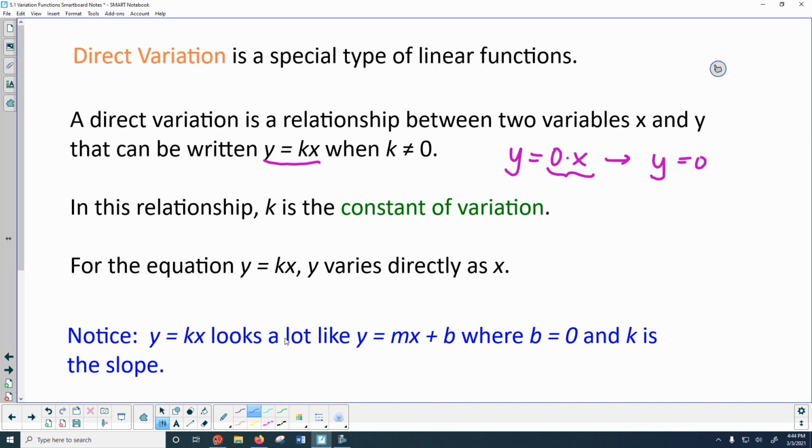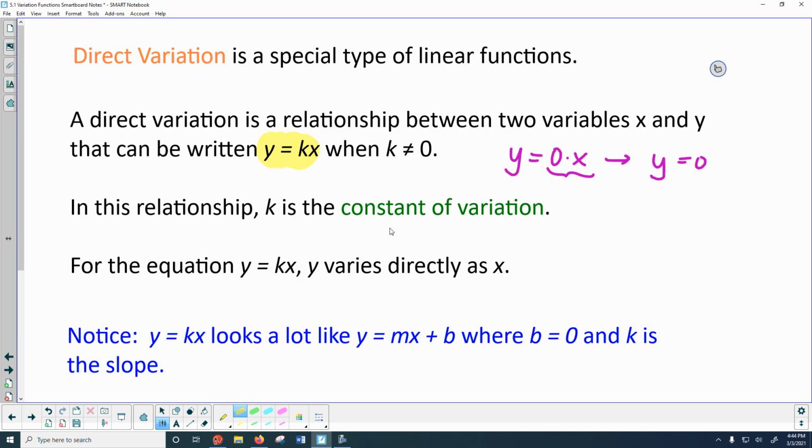So again, our form for direct variation, and I'm going to highlight this, is y equals k times x. And again, k can never be 0. It can be any number besides that. In this relationship, we call that letter k the constant of variation. So it's constant because once we know k, it will never change.